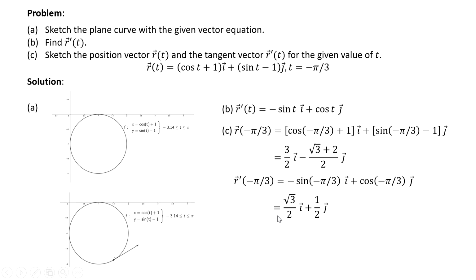But then notice the tangent vector is square root of 3/2 i plus 1/2 j. Both the x and y components are positive. That's why it's leaning to the right like that. Do you see that visually? That this vector is in fact tangent to that circle at that point? That's the idea. Cool. All right.